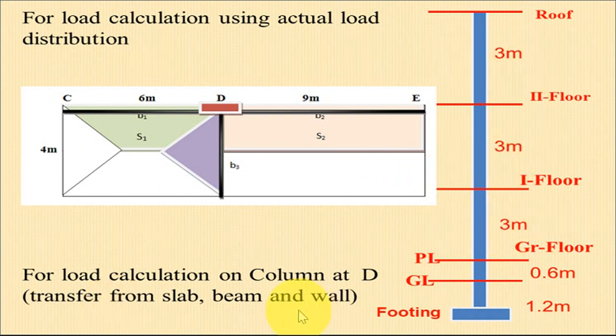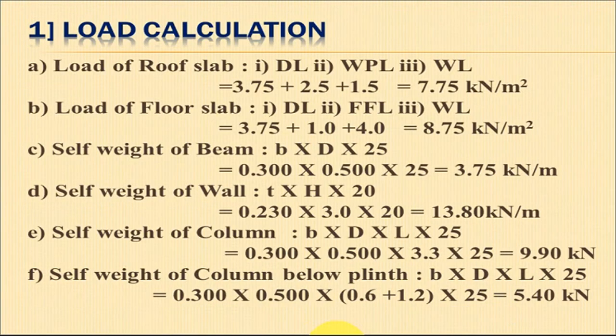So for the load calculation, we can transfer the load from the beam, slab, and the wall. Now this is the load calculation. First of all, load on the roof slab, that is the dead load and waterproofing load plus the live load. This is already given in the problem, that's why we can find out it is 7.75 kilonewton per square meter. Load on the floor slab, again dead load, floor finish load instead of waterproofing load, and the live load. It is 8.75 kilonewton per square meter.